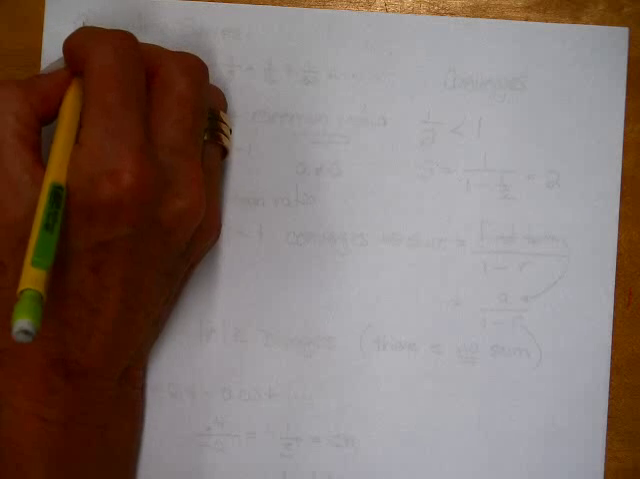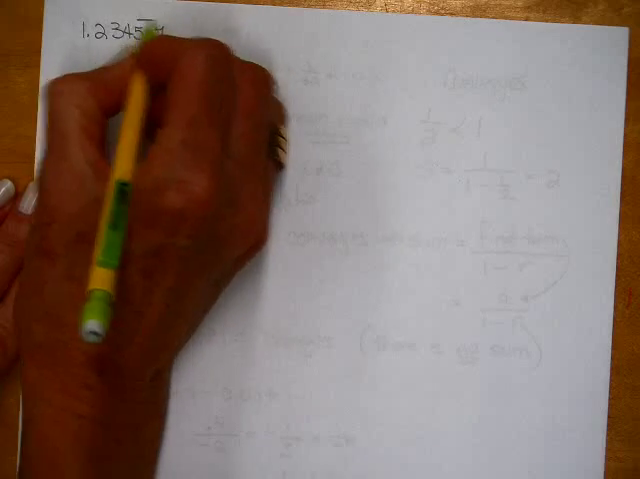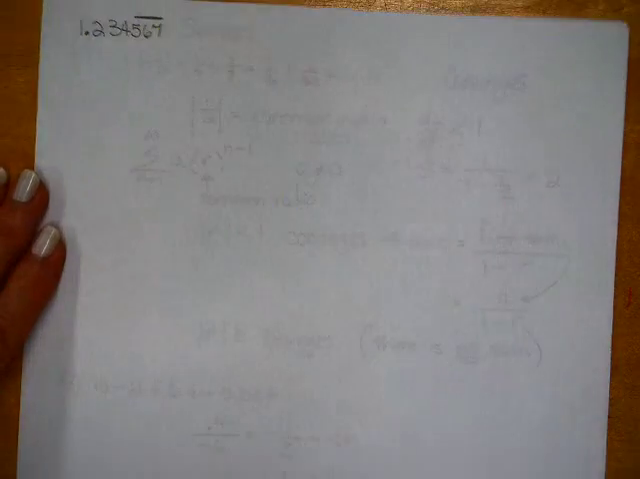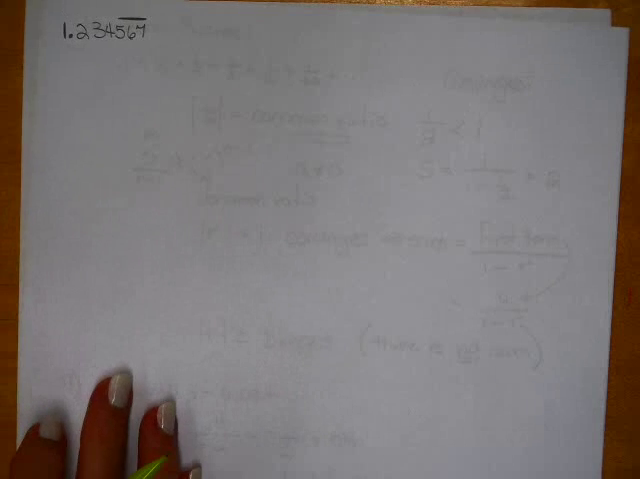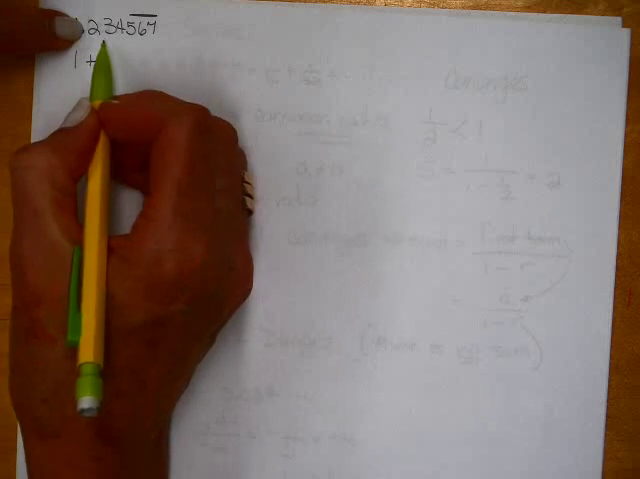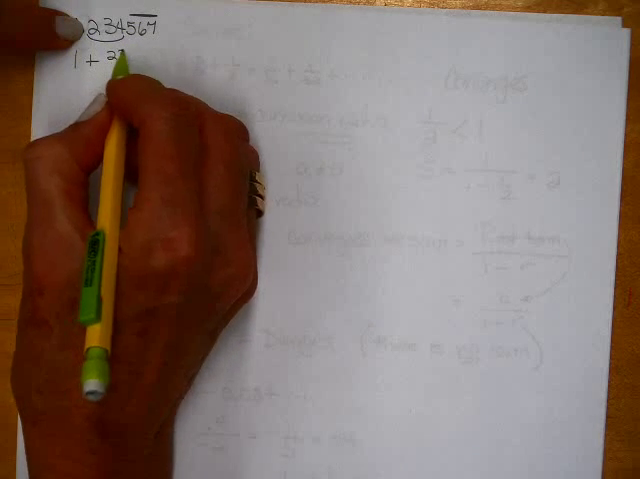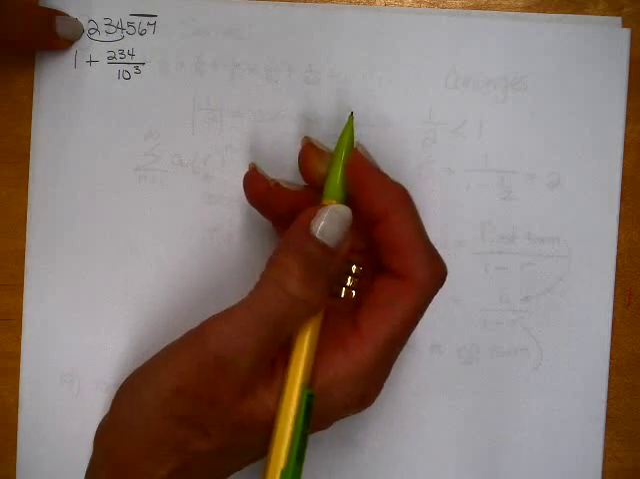Let me do one that may not be quite as easy. 1.23456 and the 567 repeats. Now you probably can't get this one off the top of your head. I can't. So what do you do? Break it into a bunch of fractions. This is a whole number 1, plus I would take the 234 over 10, I went out 3 places, 10 to the 3rd.